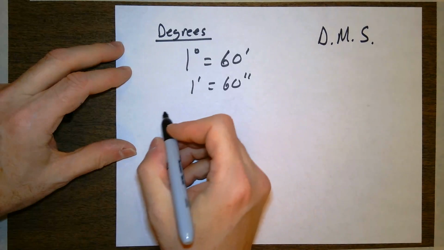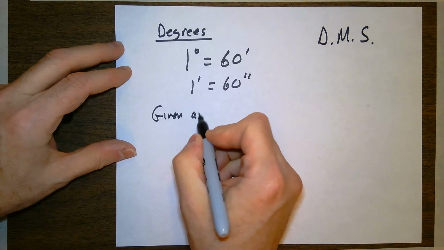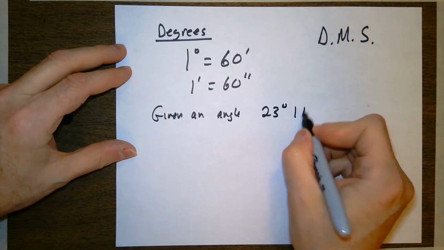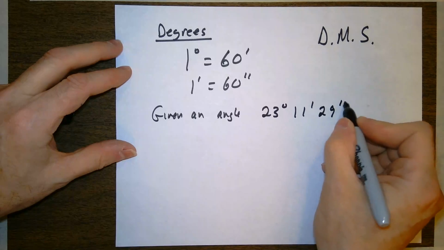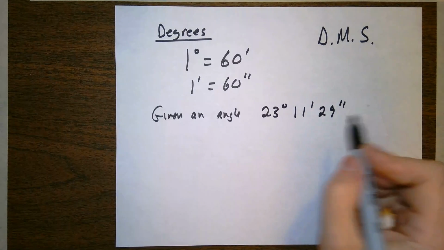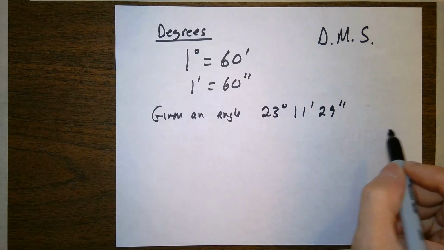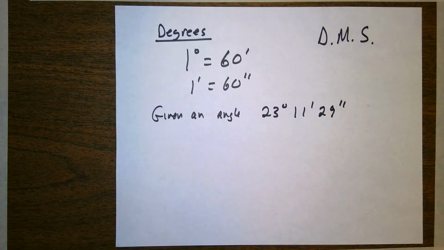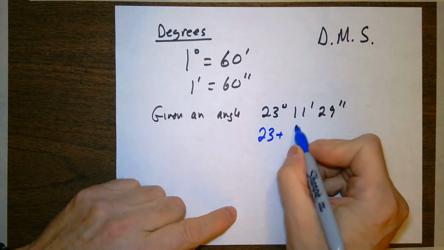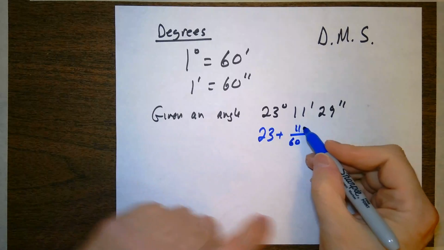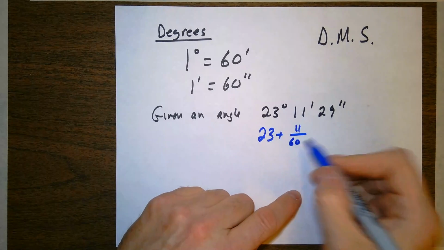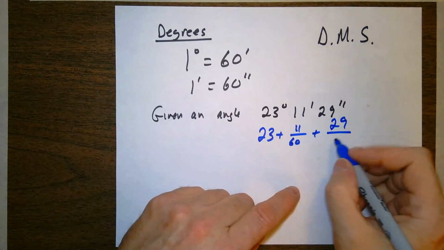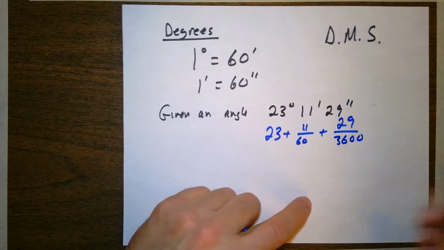So if I have a very precise angle, given an angle of 23 degrees, 11 minutes, and 29 seconds, I want to convert this into a single number, a decimal number. Well, this is the same thing as 23 degrees and 11 out of 60, because there's 11 minutes out of 60 minutes in a degree, plus, now the 29 would not be out of 60, it would be out of 60 times 60, 3,600.